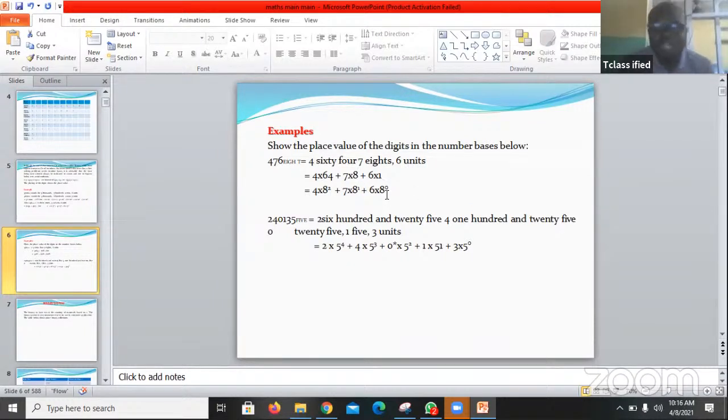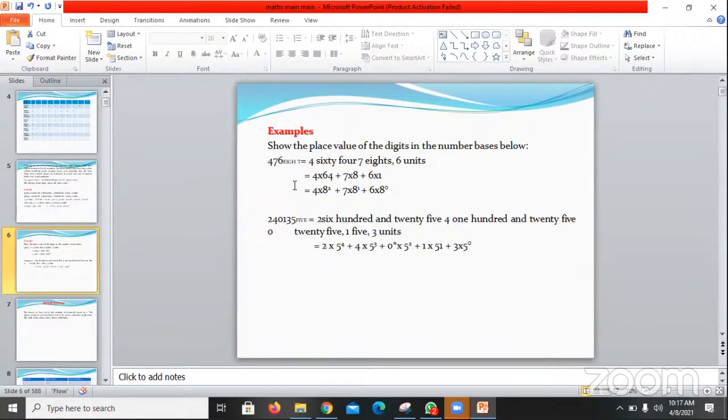So if you use a calculator now and multiply this out and solve it, anything you get is the equivalent of this 476 in base 10. Anything you get is the base 10 equivalent of 476 base 8. So if they tell you to convert this number to base 10, this is what you have to write out. Then do the actual multiplication. The value is what you are supposed to have in base 10. Are we clear on this? Yes, sir.